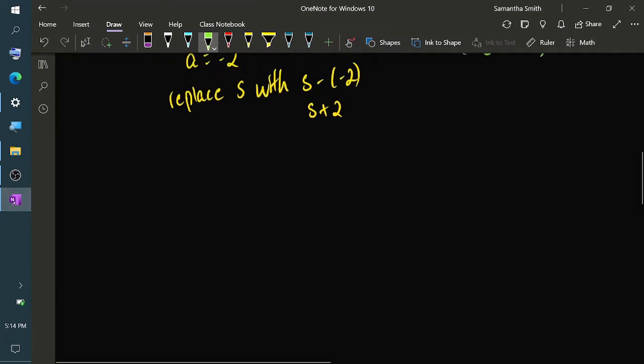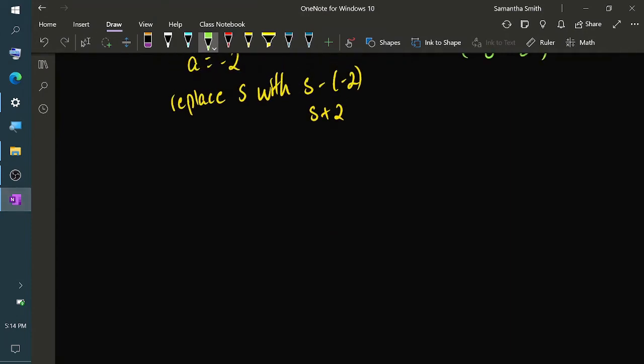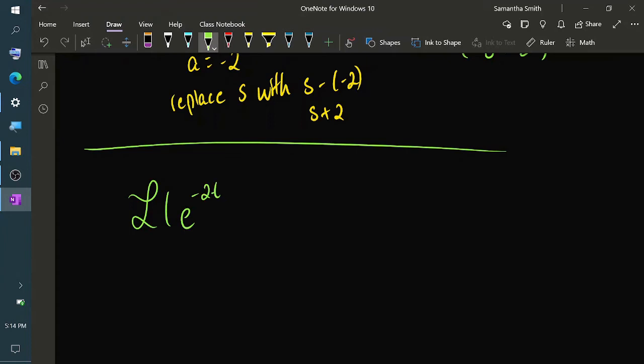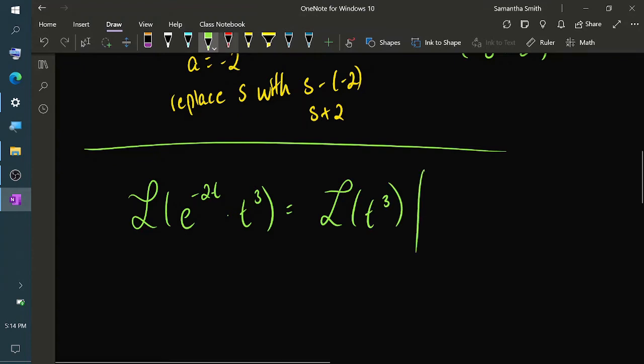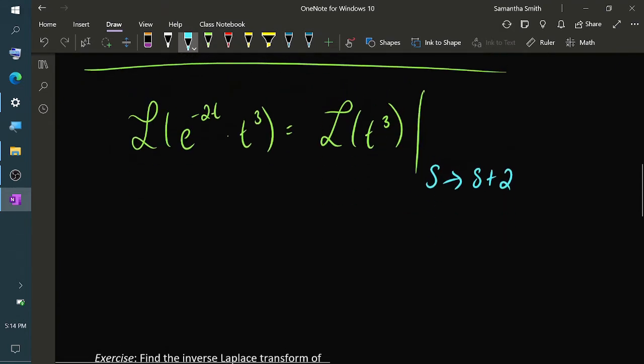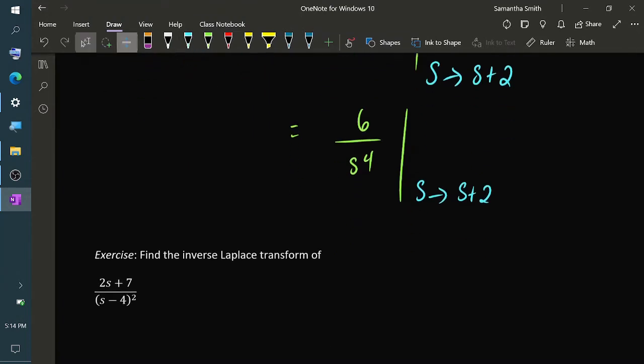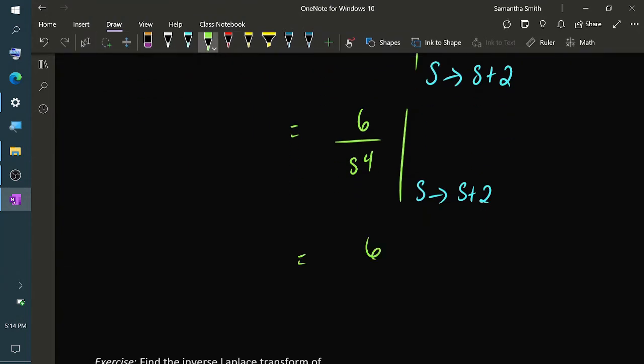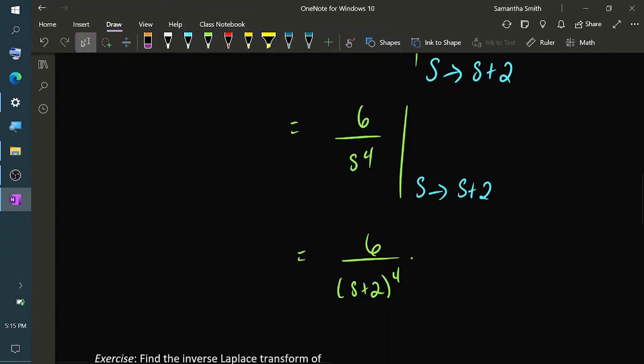I'm kind of fond of the textbook's notation for this phenomenon. What they have written here is that if you want the Laplace transform of e to the negative 2t times t cubed, you can take the Laplace transform of t cubed and then replace, and this is what they write, replace s with s plus 2. I think this is a good shorthand for what you're doing. So we would have 6 divided by s to the 4th power, and then we would write s replaced with s plus 2, and so that would give us 6 divided by s plus 2 to the 4th power. Nothing different, but I think that this notation is really nice and compact and a good way to keep track of what's going on.